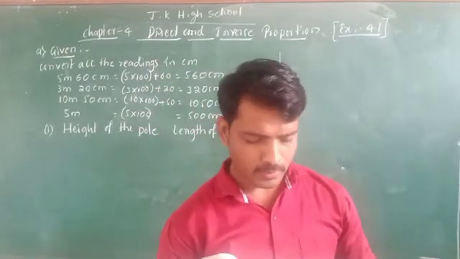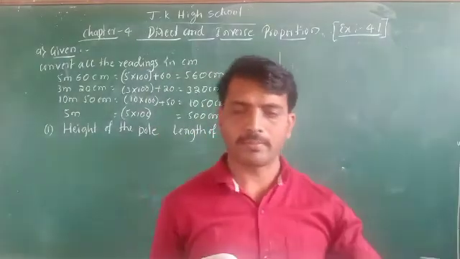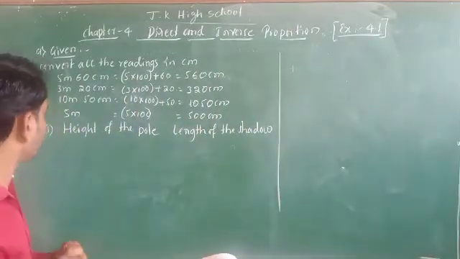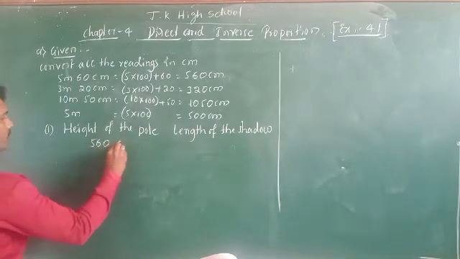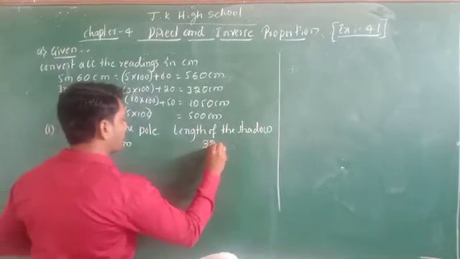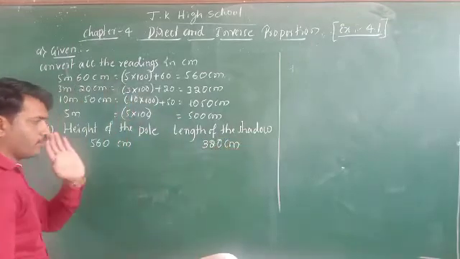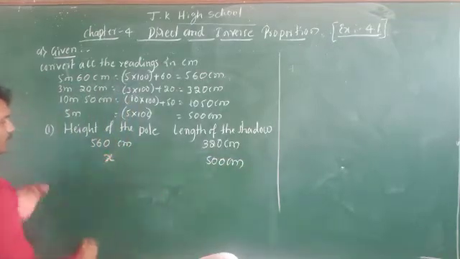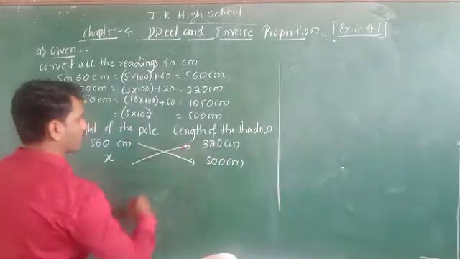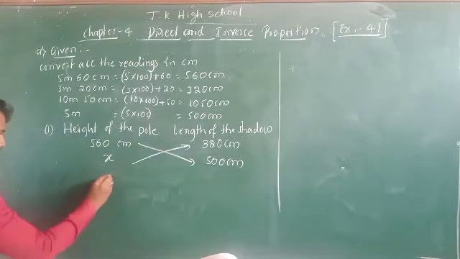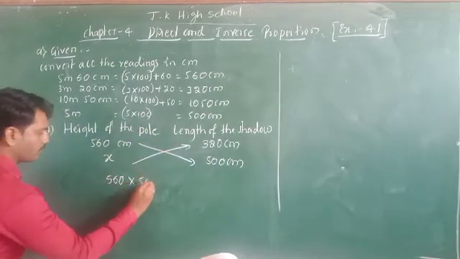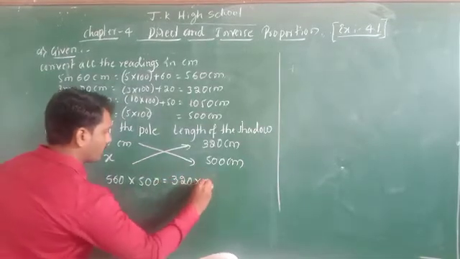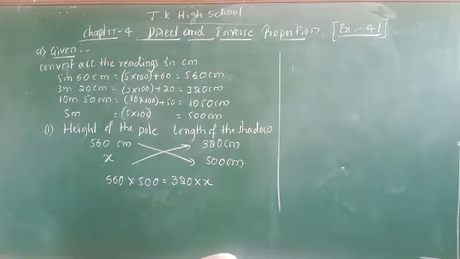Okay, the second question is the height of a pole which casts a shadow of 5 meter long. So first, you take the same readings, 560 centimeter is to 320 centimeter. But here a 5 meter shadow is given. 5 meter means how many centimeters? 500 centimeter. We should find the height of the pole. So again do the cross multiplication: 560 into 500 is equal to 320 into x. Correct?